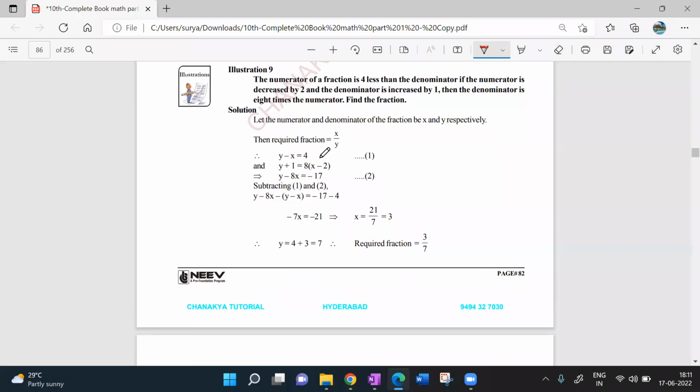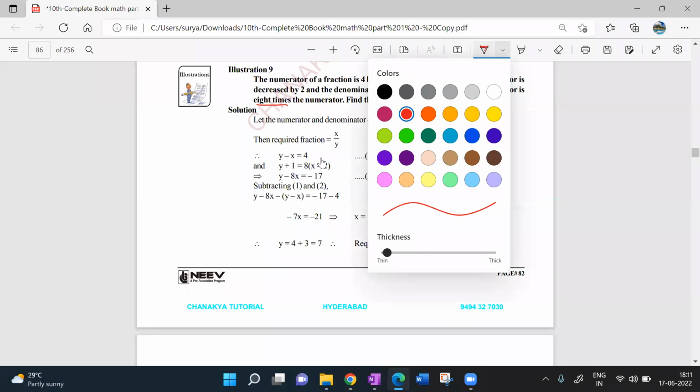All right. Yes. So first of all, let us try to understand the question given here. The numerator of a fraction is 4 less than the denominator. If the numerator is decreased by 2 and the denominator is increased by 1, then the denominator is 8 times the numerator. Find the fraction. So try to read the question again. What he has given here. Try to solve, everyone. Look at the question.